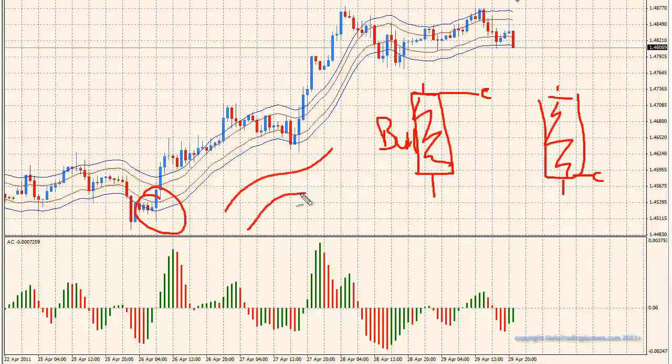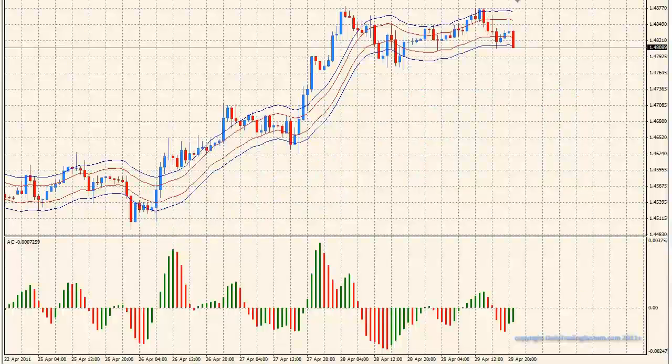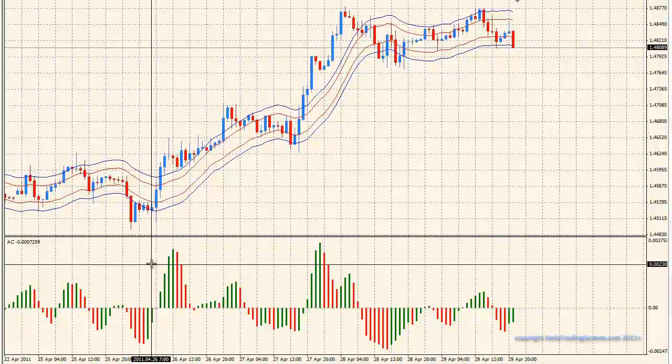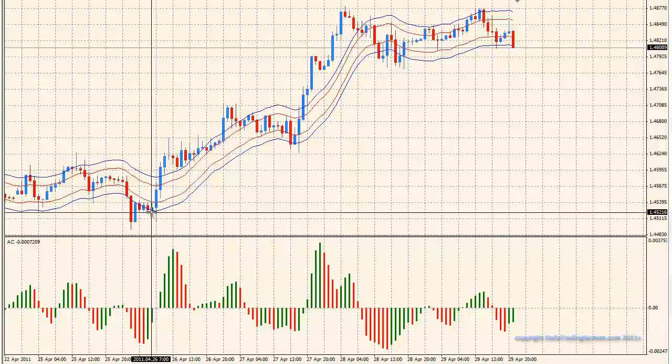Close inside the two lower bands. As you can see right there where it actually closes. When you see that the close is actually inside those two lower bands, the next thing we need to take a look at is to see where it lines up with the accelerator oscillator.